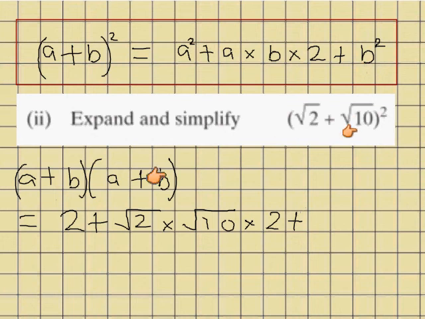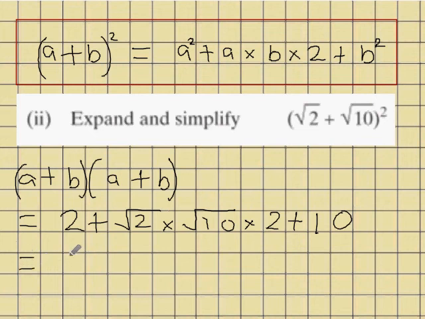Well, b in this case is root 10. So root 10 squared, again, squaring and rooting are the inverses of each other, so they cancel each other out. So you're left with just 10. Any square root squared, you can just remove the square root.